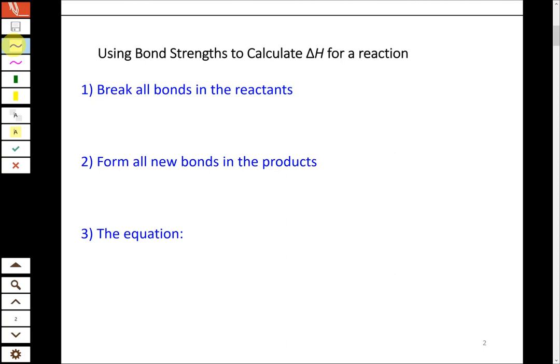And what we're going to cover is a method of using bond energies to calculate the delta H for a reaction. So way back in probably chapter 3, we introduced what a bond energy is. So that's when you have two atoms bonded together in the gas phase, and you break that bond to separate the two.